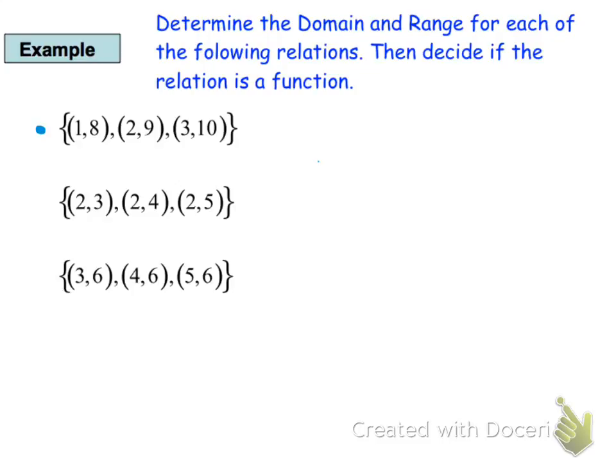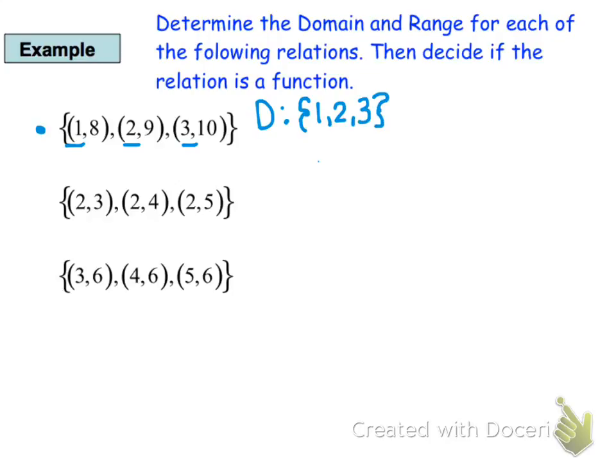Looking at this first one, we'll start with the domain. Remember, domain is going to be your possible x values. And if I look, I see the x values of 1, 2, and 3. So we'll go ahead and list those out. And we like to list them from smallest to largest. So we'll use our little brackets, 1, 2, and 3.